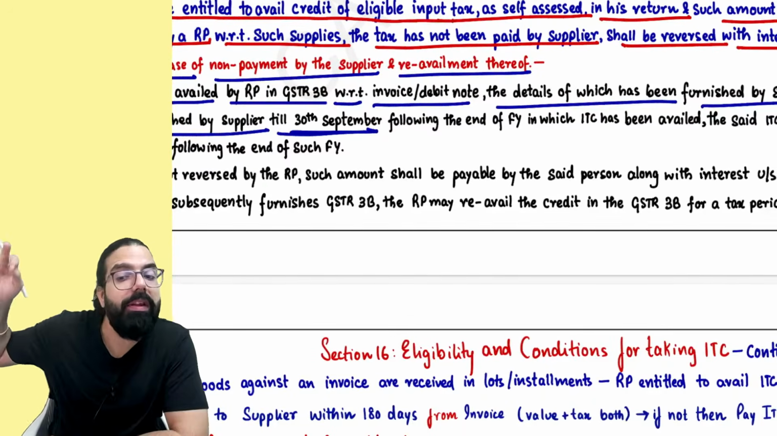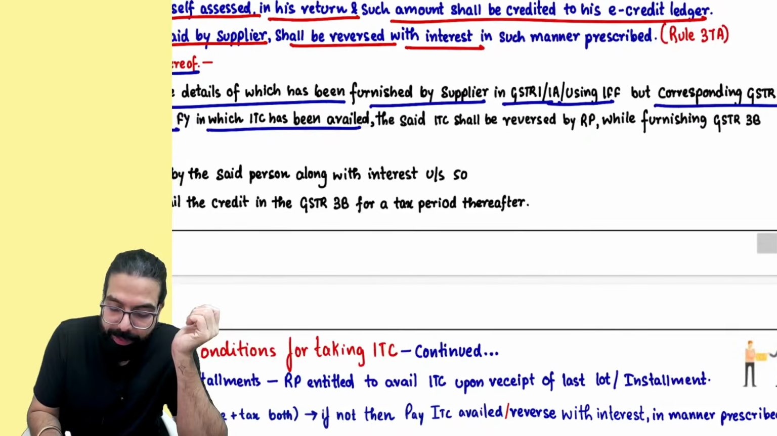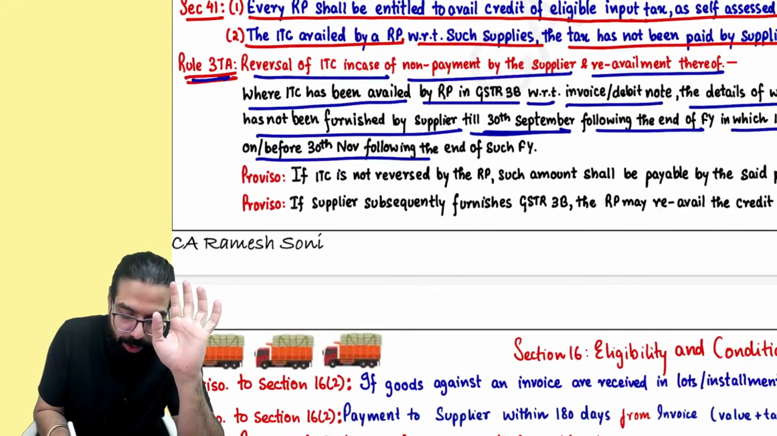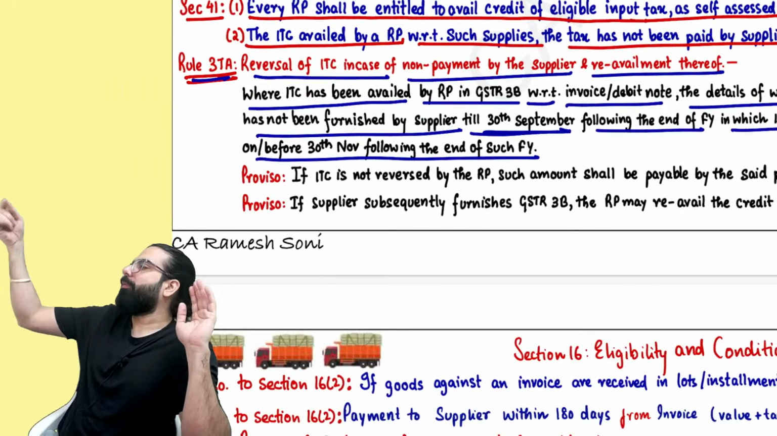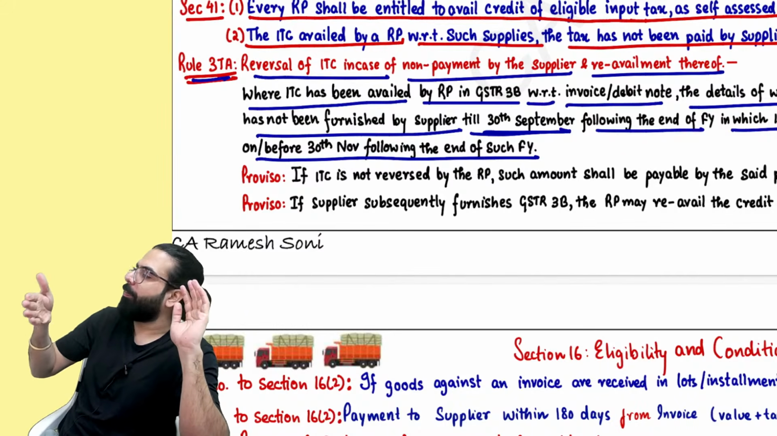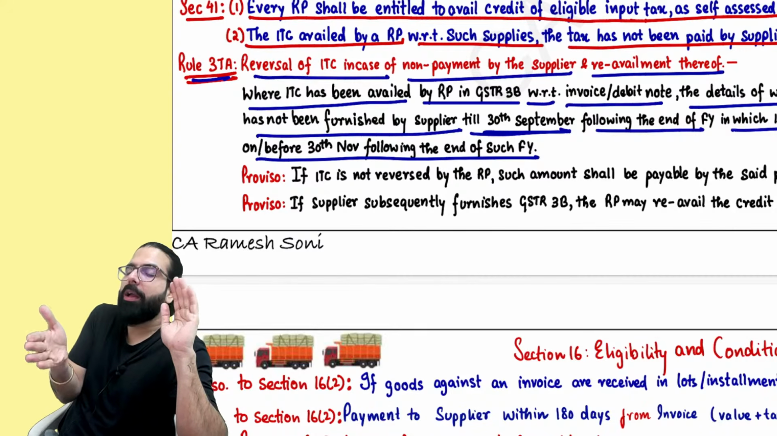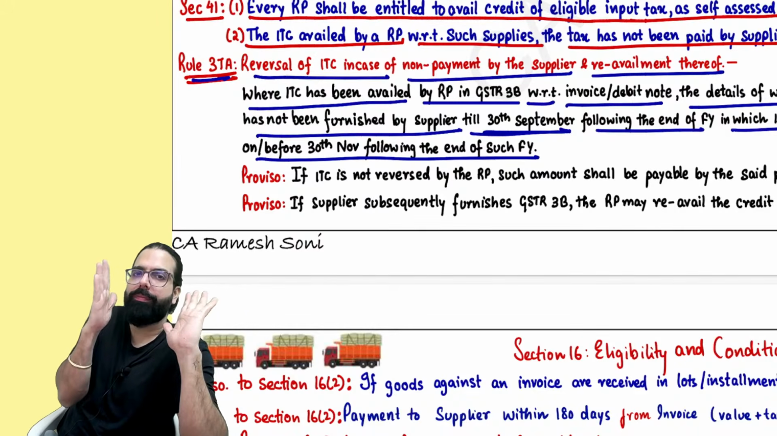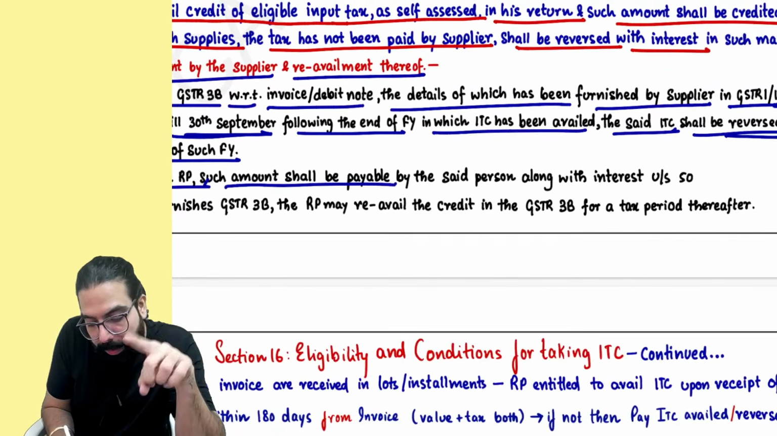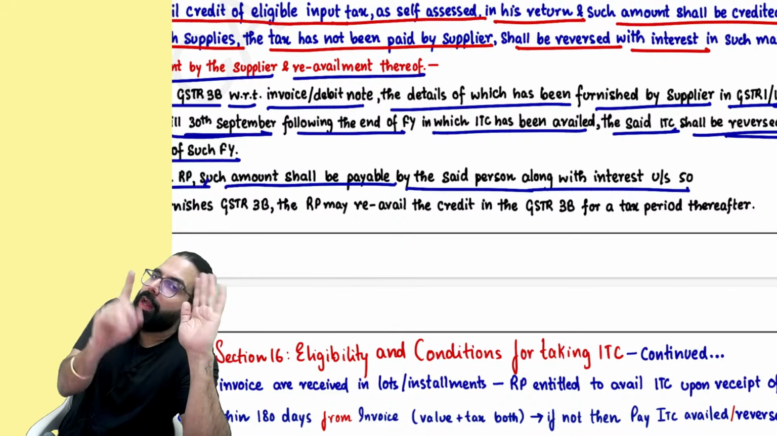Till 30th September of next year, if he does not file, then following the end of the financial year in which the ITC has been availed, the said ITC shall be reversed by the registered person while furnishing the GSTR 3B on or before 30th November. So my supplier did not file his GSTR 3B. Then I can tell him, file in the next month, file in the next month. If he does not file by 30th September of next year, then by 30th November I should reverse the credit. If ITC is not reversed by the registered person, such amount shall be payable by the said person along with interest. It means if I reverse it after 30th November, I have to reverse with interest.